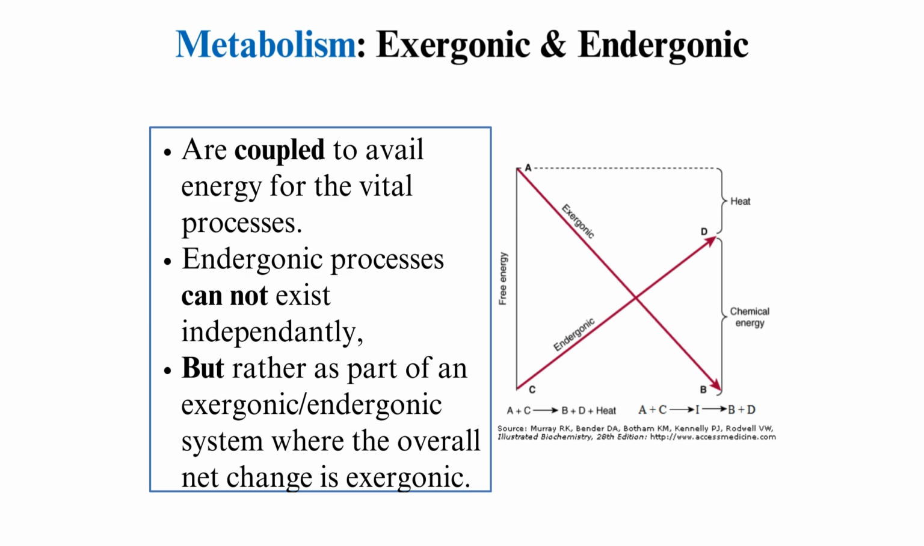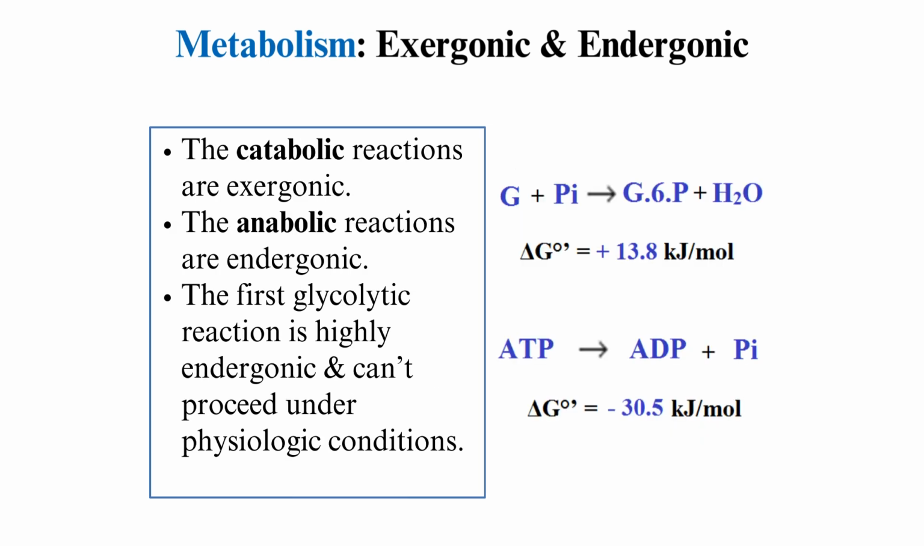with loss of energy. This chemical energy will be captured by the endergonic reaction, and a surplus amount of energy will be lost as heat. That is what we mean by coupling of the two types of reactions. Likewise, the catabolic reactions are exergonic and the anabolic reactions are endergonic, so they are likely to be coupled together.